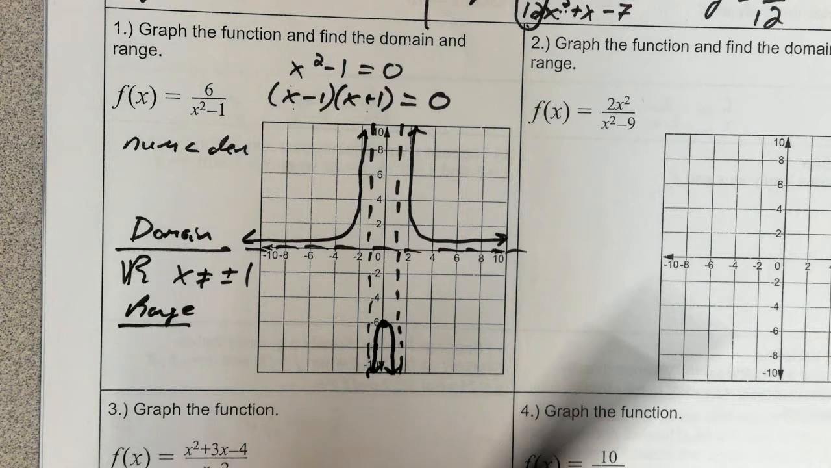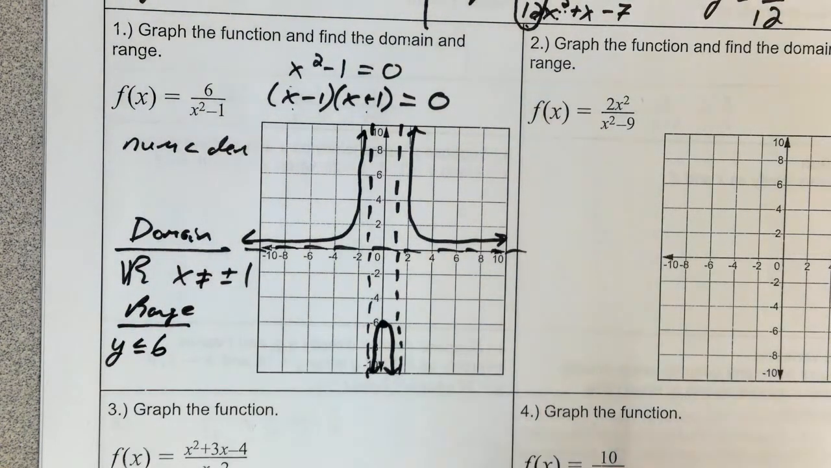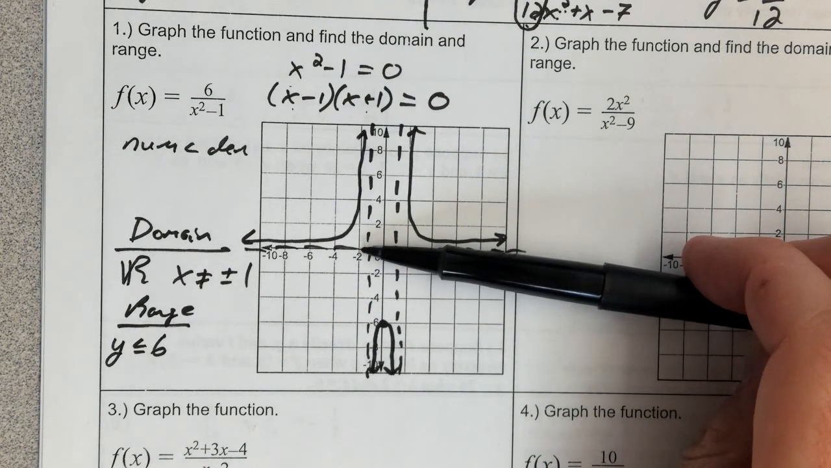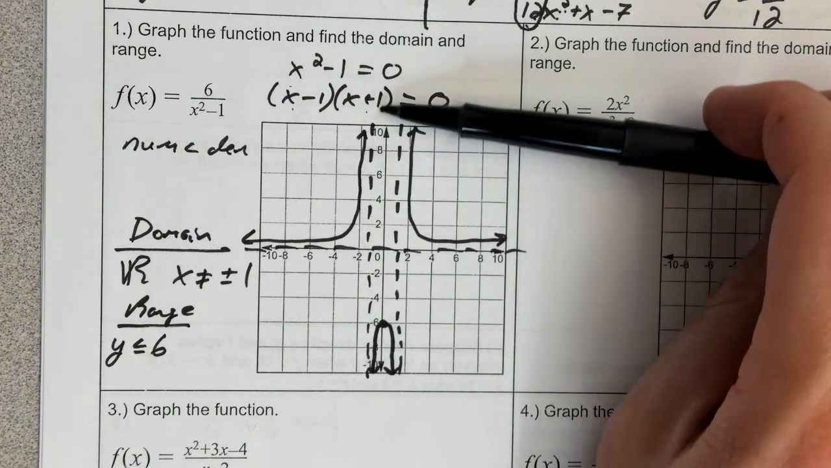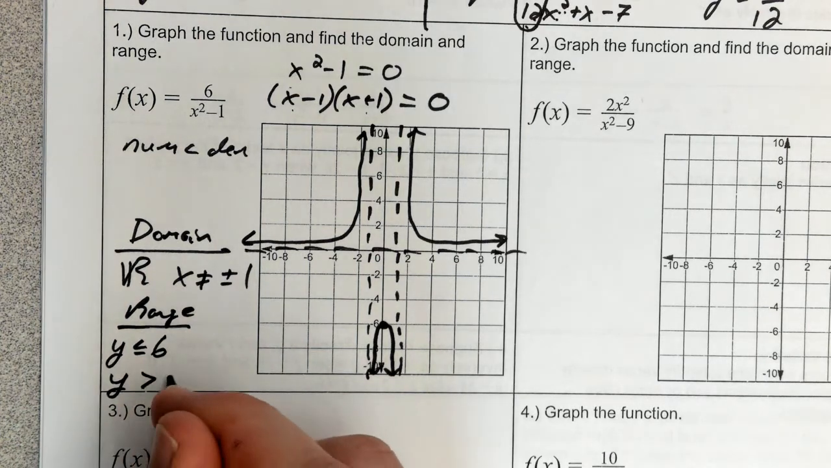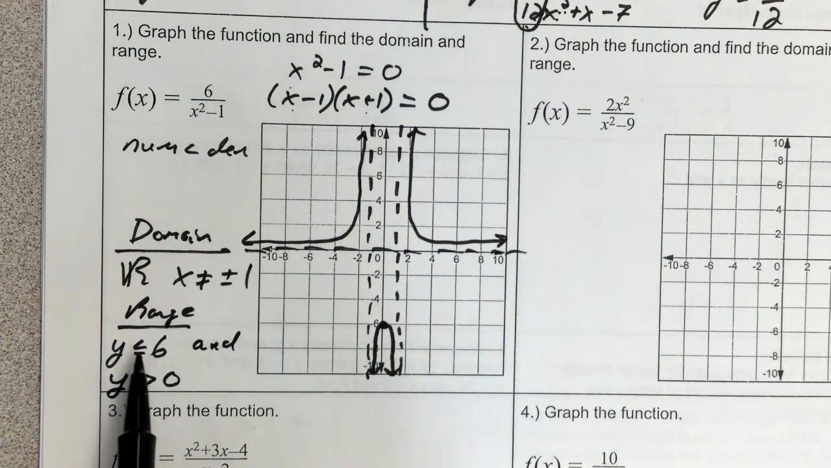Okay, so here's how we're going to write it. It's going to be y less than or equal to 6. That's part of the range. And then the graph picks up again just above 0. And everything above 0 is in the range. Okay, so the other part of the range is y greater than 0. So we have y less than or equal to 6 and y greater than 0.